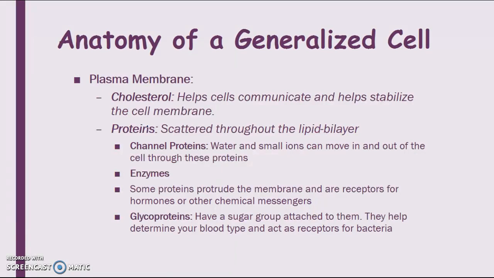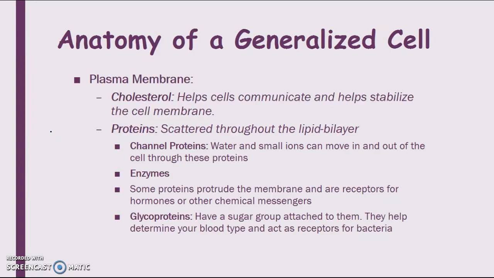The plasma membrane also contains cholesterol. Cholesterol helps the cells communicate within each other, and it helps stabilize your cell membrane. And then your plasma membrane also has lots and lots of different proteins scattered throughout that lipid bilayer. Channel proteins are literally a channel in and out of the cell. It's allowing water and small ions like those calcium ions and sodium ions we talked about.